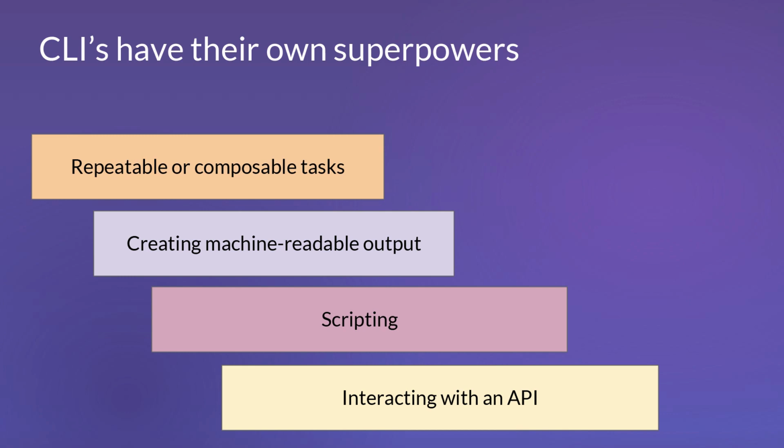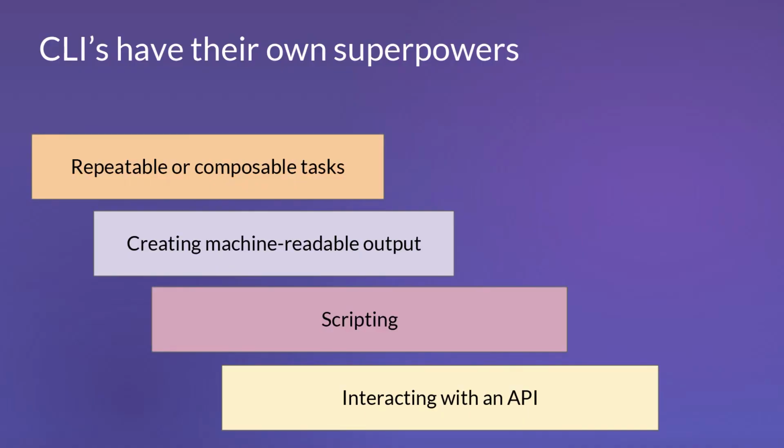They're really great for repeatable, composable tasks. If you need to do something again and again as a developer, a CLI can be super helpful in enabling you to do that more quickly. And at Heroku, we care a lot about developer productivity, and we know that developers care a lot about productivity too. And so many of our power users love to use the CLI for that reason. It's great for creating machine-readable outputs, things that you can create scripts for, scripting. And then it's awesome for interacting with an API.